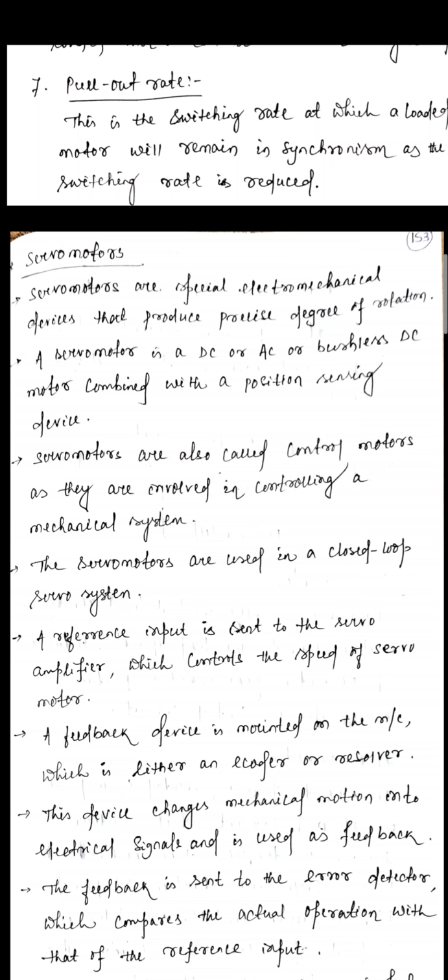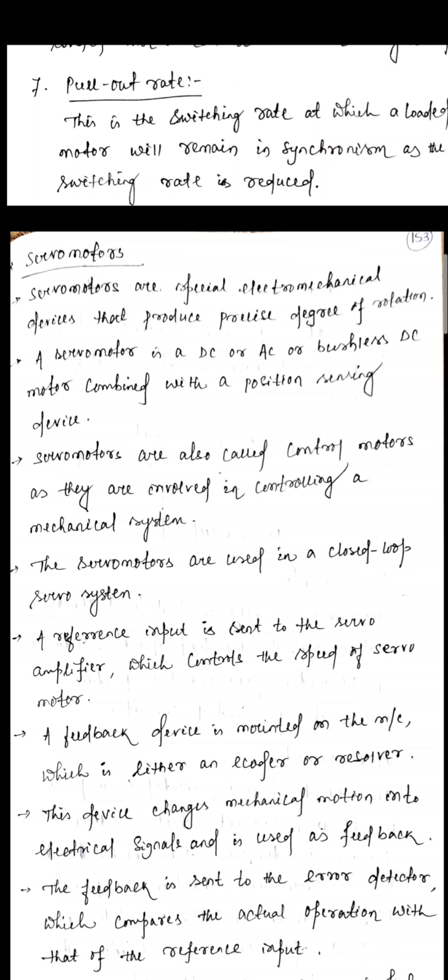The servo motors are special electromechanical devices that produce a precise degree of rotation. First point clear. Second, a servo motor is a DC or AC or brushless DC motor combined with a position sensing device. Next, servo motors are also called control motors as they are involved in controlling a mechanical system. The servo motors are used in a closed loop servo system.